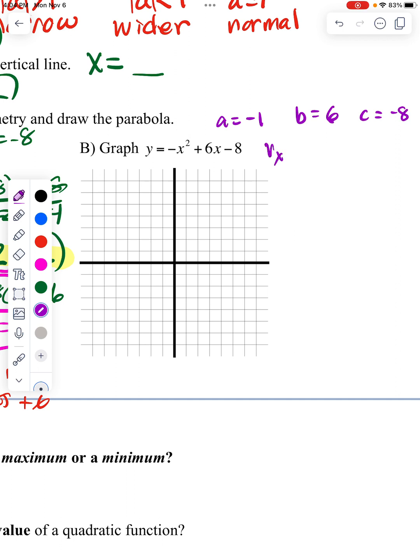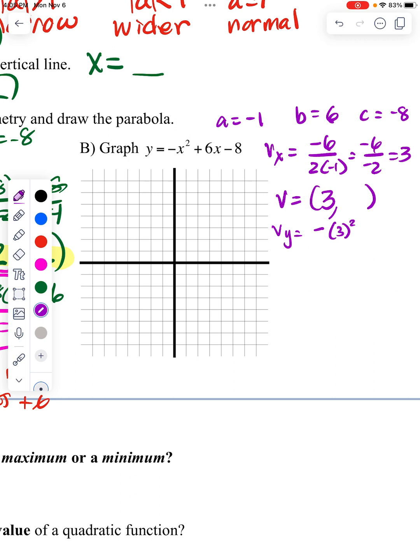So to find the x part of my vertex, I take the opposite of b over 2 times a. I get -6 over -2, so 3. So the x part of my vertex is a 3. The y part of my vertex is what I get when I plug 3 back into the original equation. And when I plug 3 into all of that, I get a 1. So the first thing I can put on my graph is at 3, 1, I have a vertex, keeping in mind that this should open down when I'm done.